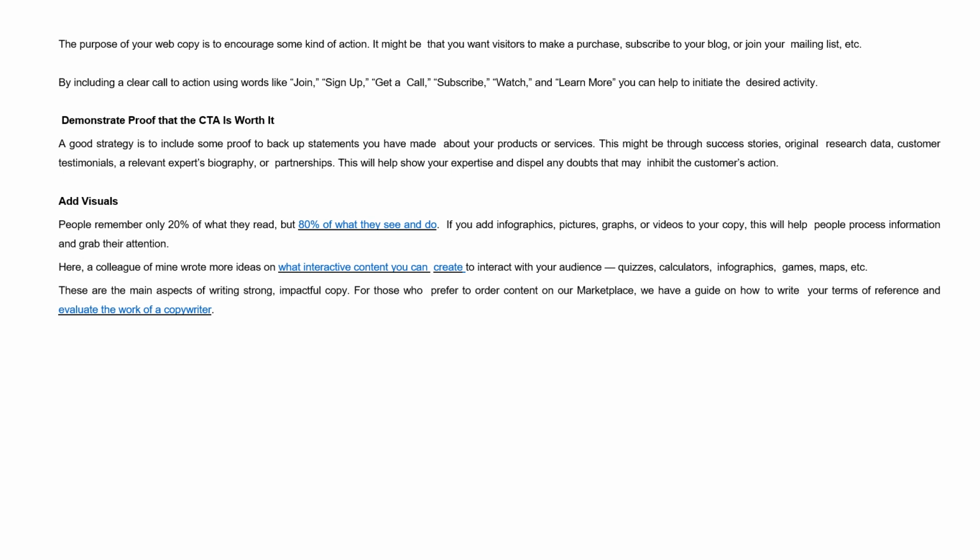Add visuals. People remember only 20% of what they read, but 80% of what they see and do. If you can add graphics, infographics, pictures, videos to your copy, this will help people to process the information and grab their attention. Here, a colleague of mine wrote more ideas on what interactive content to create to interact with your audience: quizzes, calculators, infographic games, maps, etc. All these aspects can be included to make you stand out from the clutter of the sellers or the websites offering similar products or services.